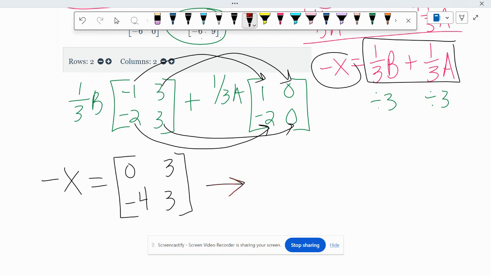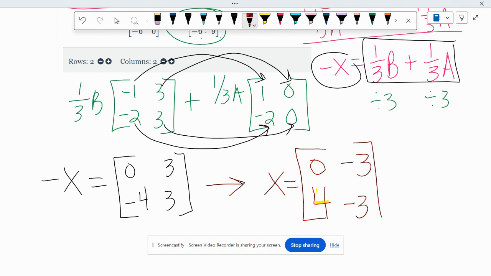But I don't want the opposite of x. I want the positive x. So that just means I change the sign of every term in here. Well, the opposite of 0 is still 0, but the opposite of negative 4 is positive 4. The opposite of a positive 3 is negative 3. Opposite of a positive 3 is negative 3. This is your answer.